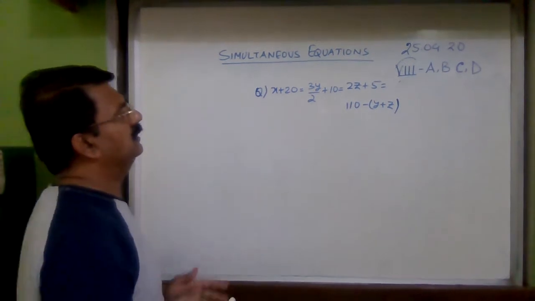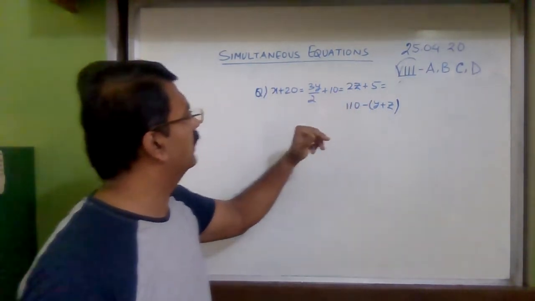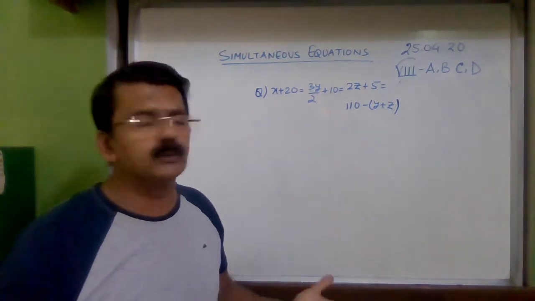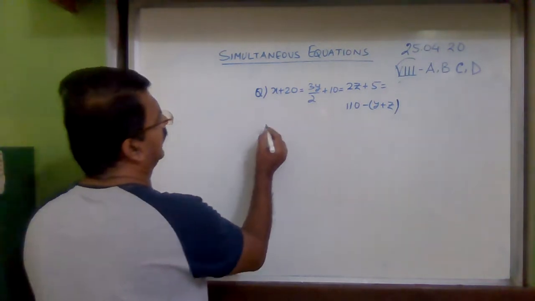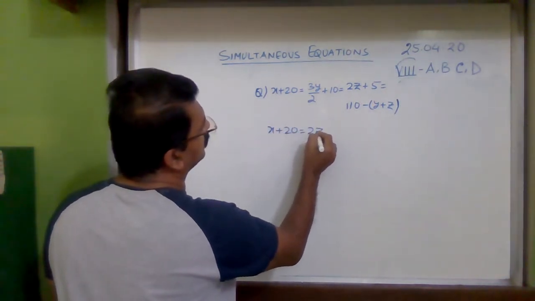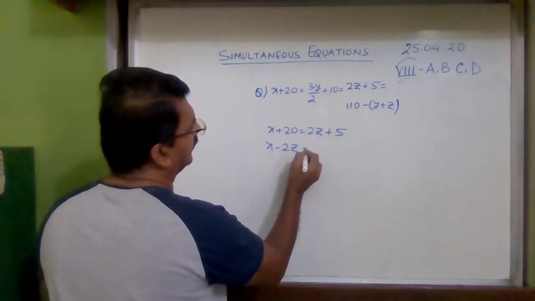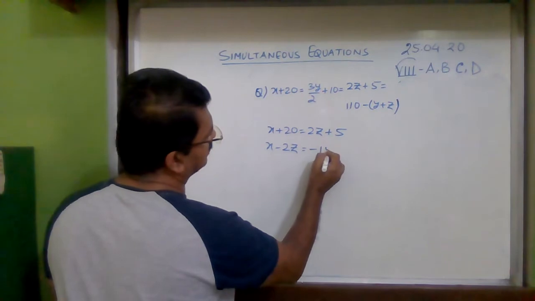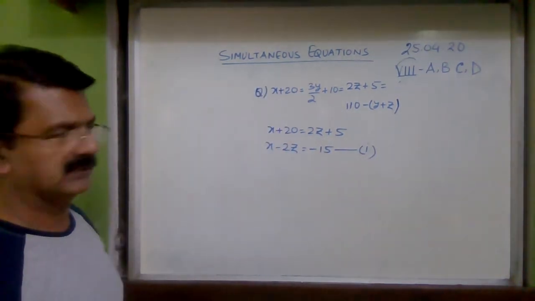So first of all, you can see the first part, the second part, the third part, the fourth part, we can equate any 2 parts. So first of all, I am going to equate the first part and the third part. That means x plus 20 is equal to 2z plus 5, means x minus 2z is equal to 5 minus 20, will be minus 15. So this is equation number 1. So one equation is formed.